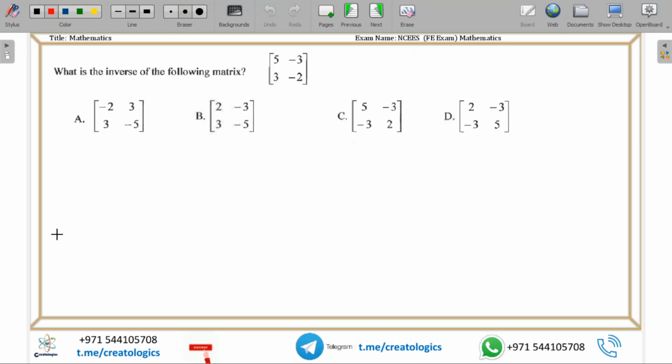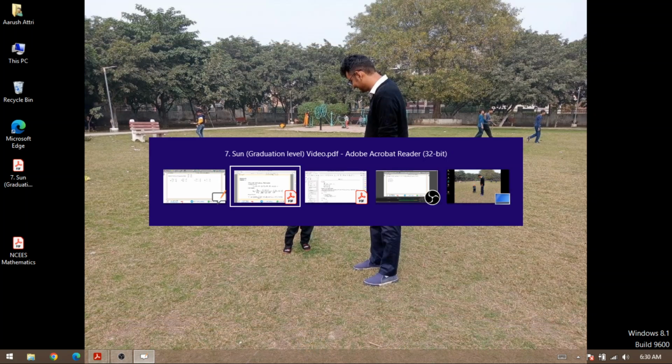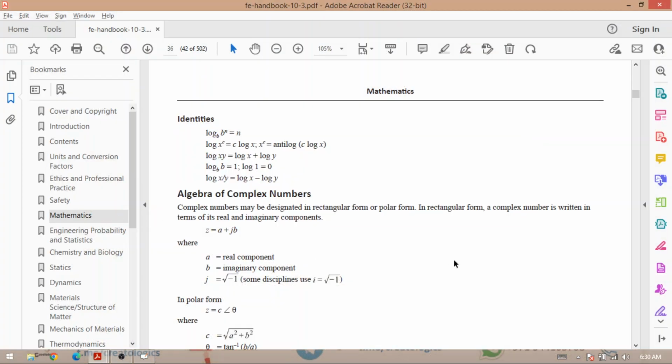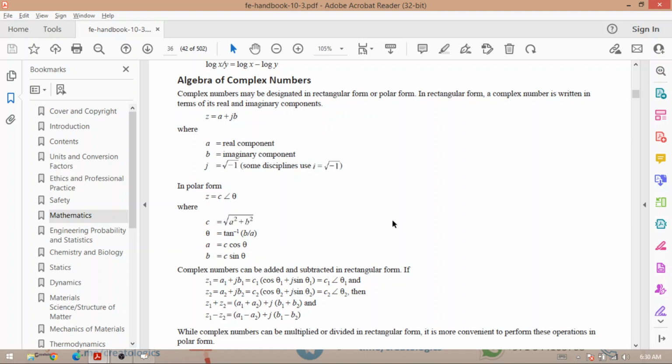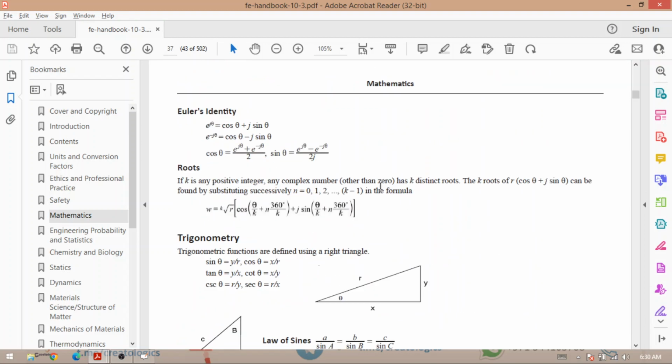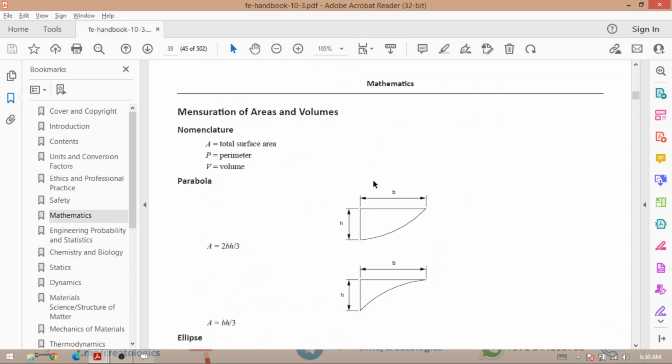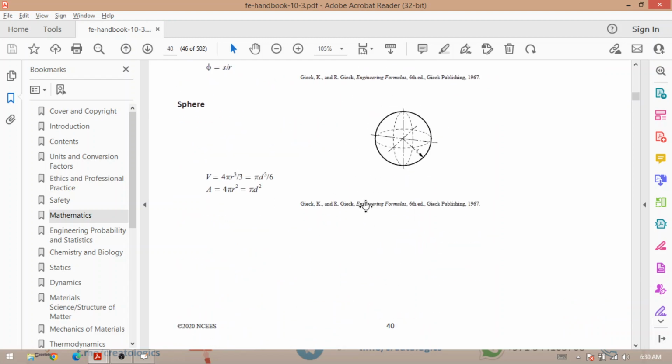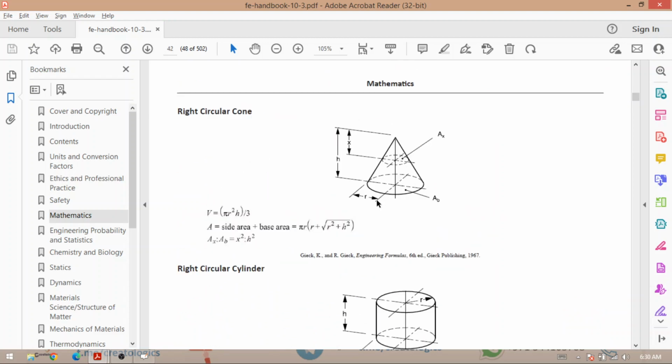Now the next question is, what is the inverse of a matrix? See, there is a direct formula for finding the inverse. You can use the row elementary transformation, you can use the adjoint method, or you can use the method that I am going to give you. See, let me first show you the formula which is already given in your handbook. Then I will provide you my method to get the inverse in seconds more easily.